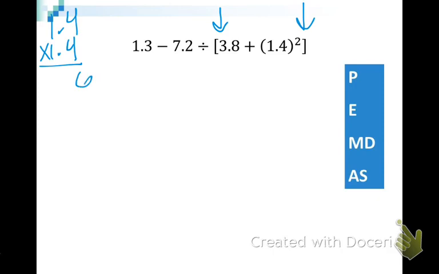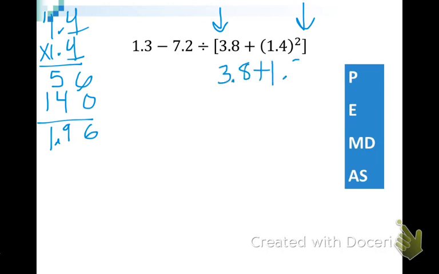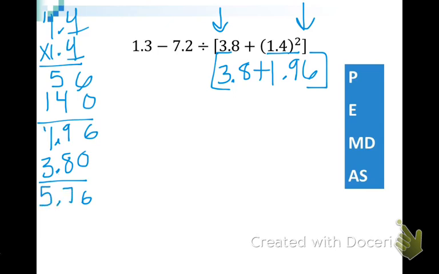4 times 4 is 16. 4 times 1 is 4, plus 1 is 5. 4, 1. 2 digits up here, so 2 digits of my answer. So 3.8 plus 1.96. And when I add those, I end up with 5.76 from my grouping symbols.